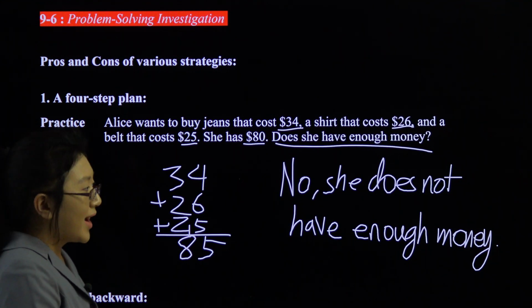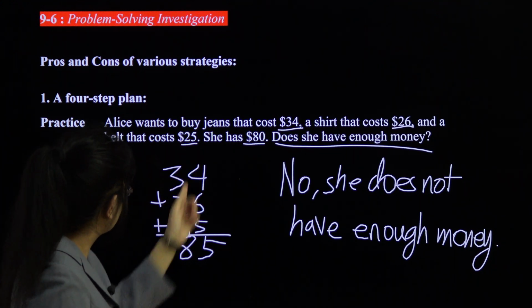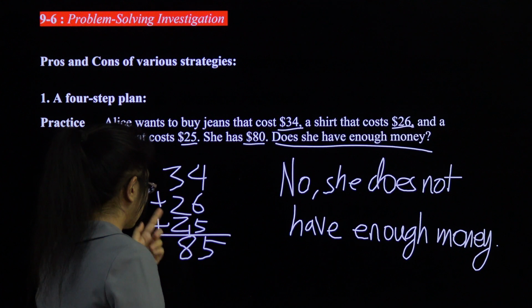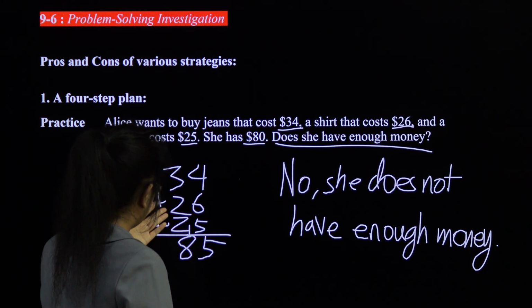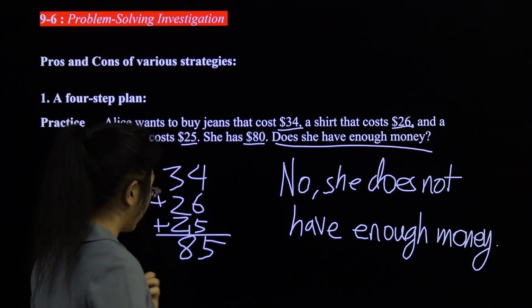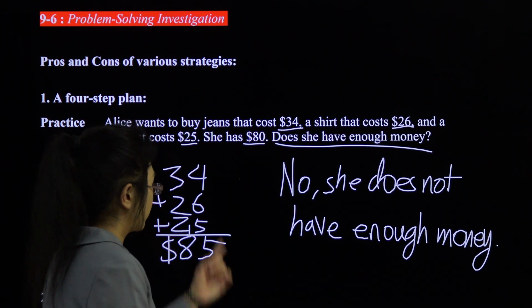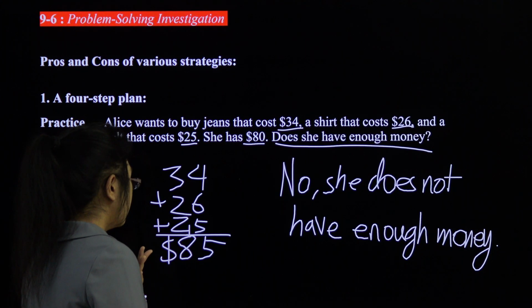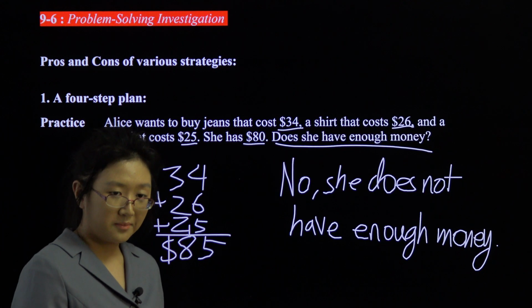Did you do everything correctly? Are your facts correct? 34, 26, 25. 4 plus 6 is 10. 10 plus 5 is 15. You have a 5 over here. You regrouped a 1. 3 plus 2 plus 2 plus 1 is indeed equal to 8. So we do have $85. Well, we don't actually have $85 because she only has $80. But our answer is correct because 85 is indeed bigger than 80.